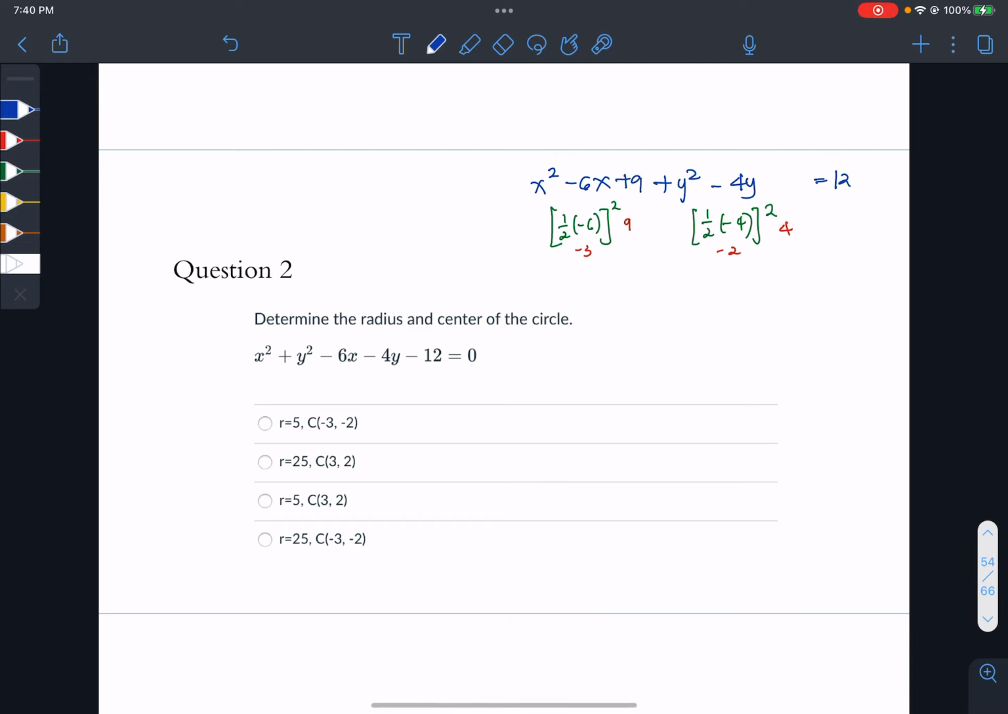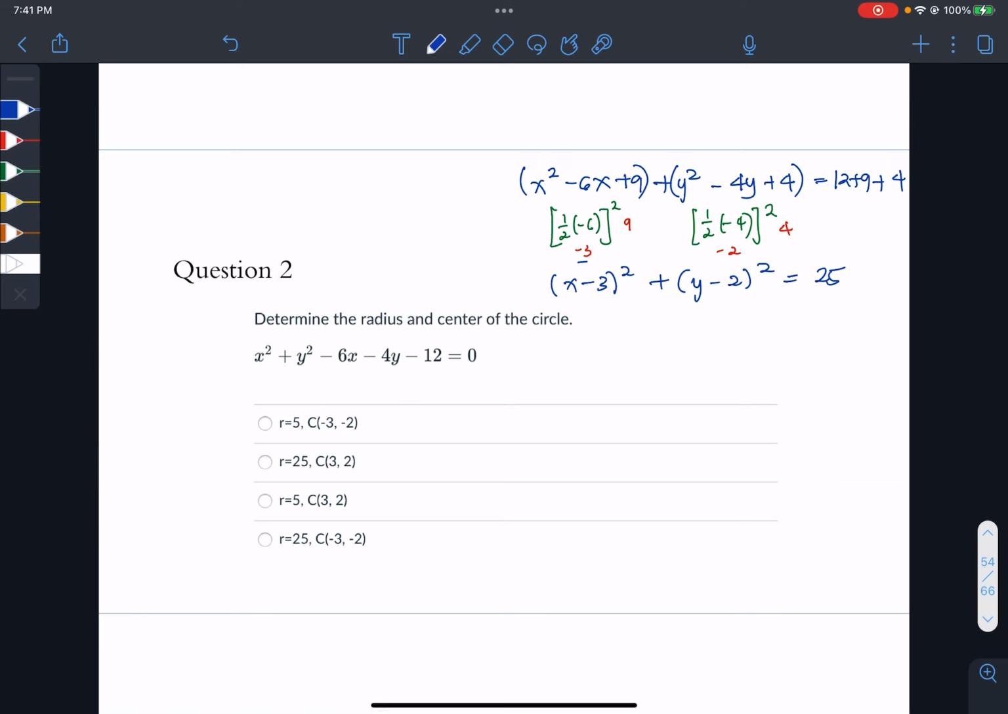So magpo-plus 9 tayo. So pag nag-plus 9 tayo sa left-hand side of the equation, we add as well at the right-hand side of the equation. Similarly, half of negative 4 is negative 2. Square it is 4. So plus 4 tayo dito, so plus 4 din tayo doon. And then this one, our group already. So x squared, anong factor niyan? X minus 3 then square it. Then plus y minus 2 then square it, is equals to 12 plus 9 is 21 plus 4, that is 25.